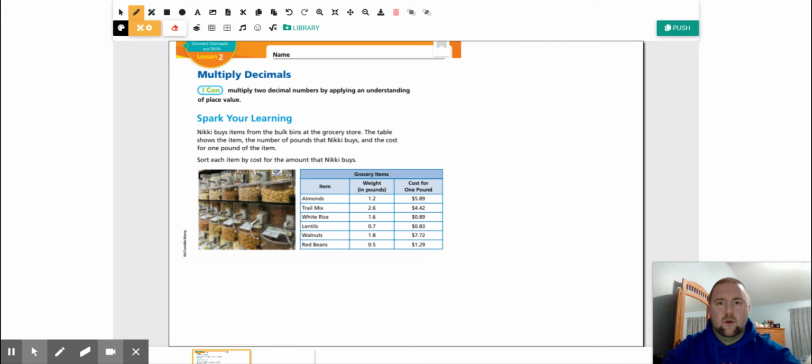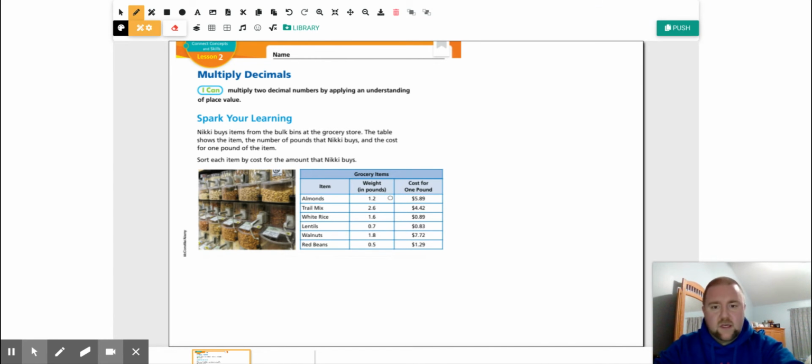Hey, boys and girls. Today we're going to work on Module 16, Lesson 2, which is multiplying decimals. One of the big things I want to start out with is talking about estimating, right? So we're going to be dealing with two numbers that are both decimals. It's really valuable for us to use estimating to make sure that we have a reasonable estimate.